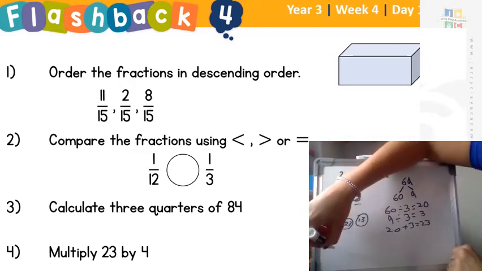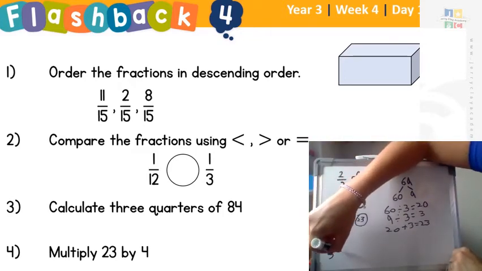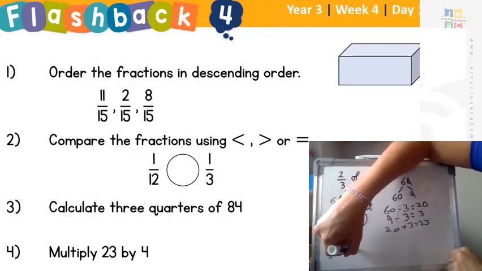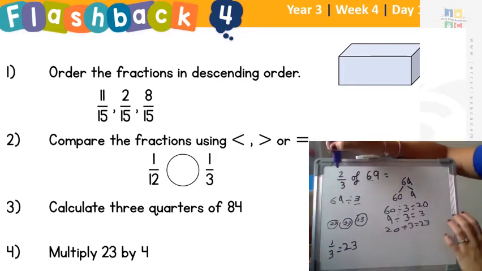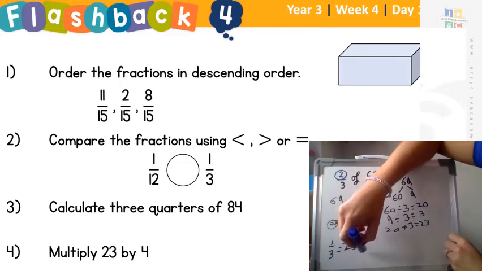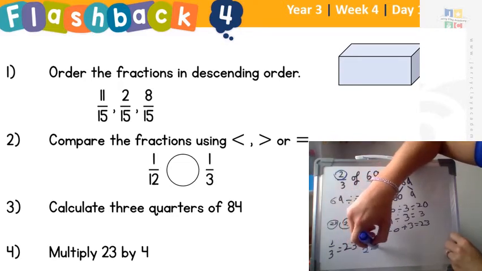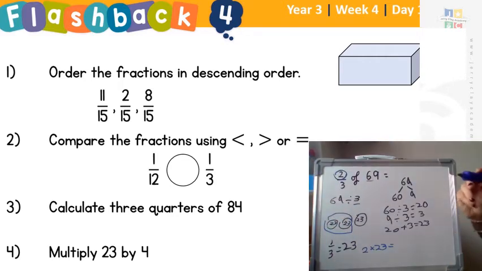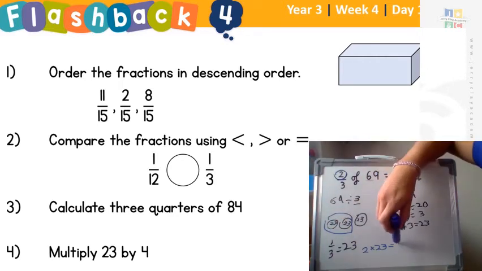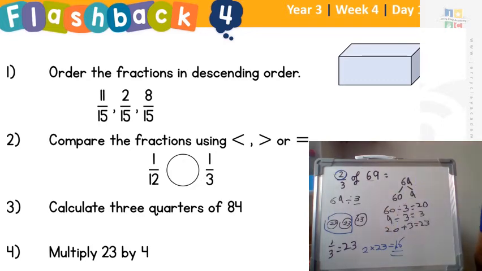However, I know that 1/3 is going to be worth 23 because that's how many is in 1 part. But if I look at my question now, I want to know how many is in 2 parts. So I could either do 2 times 23 because I want to know what 2 lots of 23 are, or I could do 23 add 23 to get 46. So if you have got the answer 46, you have got that correct, so fantastic.